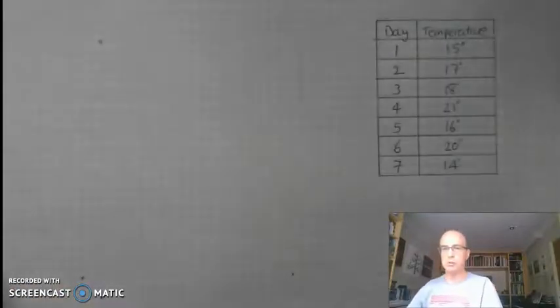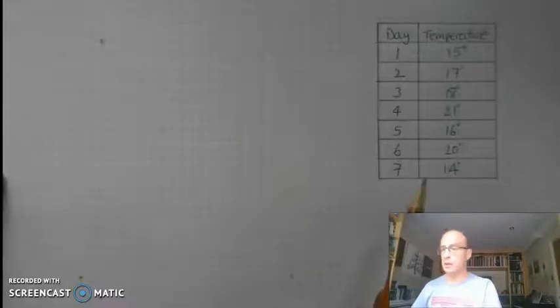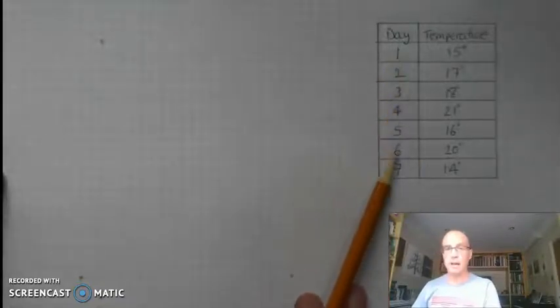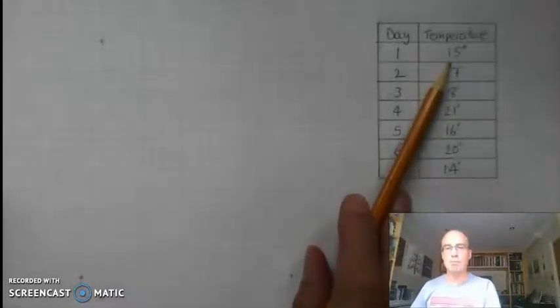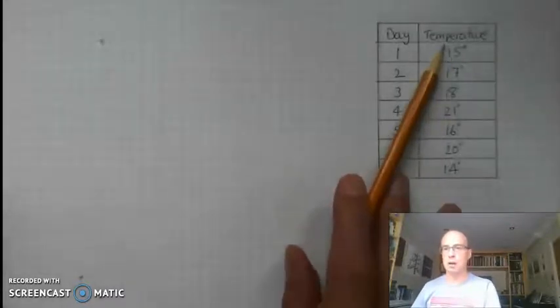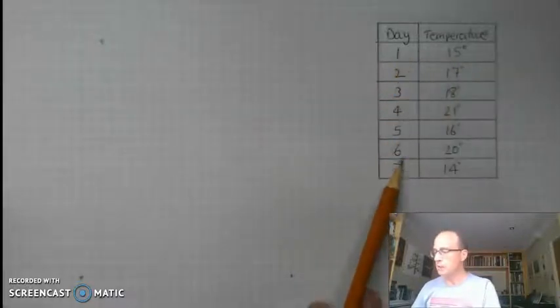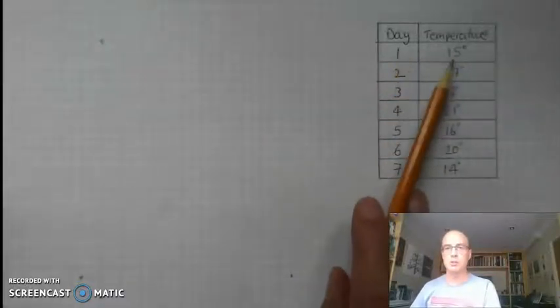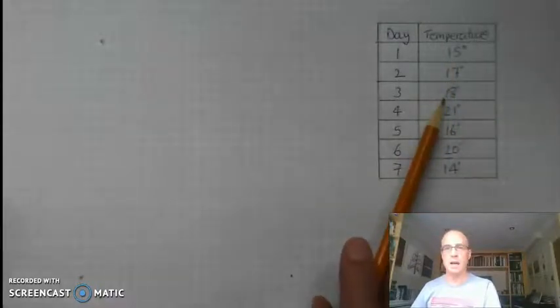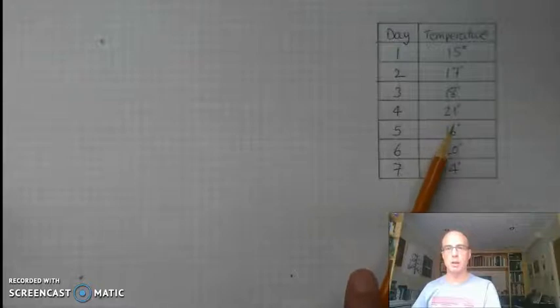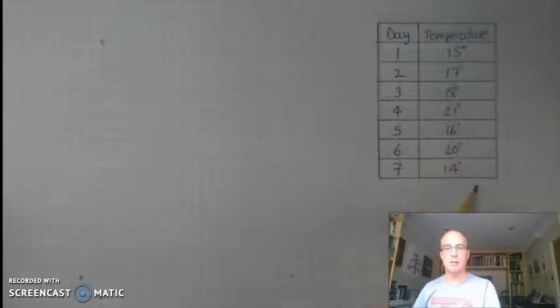First things first, we're going to need some data. This is actually the data we've just been looking at. We've got 7 days worth of data, and we've recorded the temperature at midday. So at lunchtime on each of these 7 days, we've recorded the temperature. On day 1 it was 15 degrees, then it went up to 17, then up to 18, up to 21, and then it dropped down to 16, and so on.